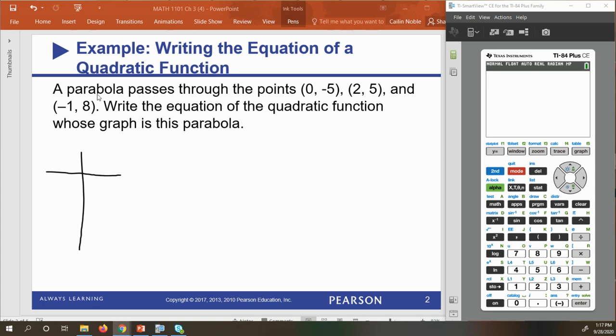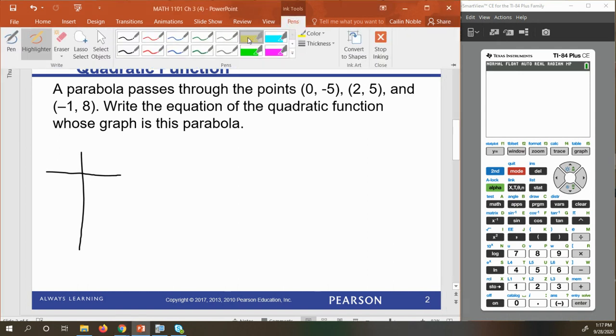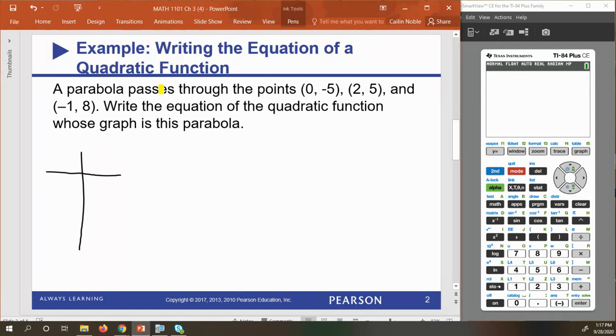So let's talk about writing equations for a quadratic function. They're a little different than writing equations for a linear function. A parabola passes through the points (0, -5), (2, 5), and (-1, 8). Write an equation for a quadratic function.